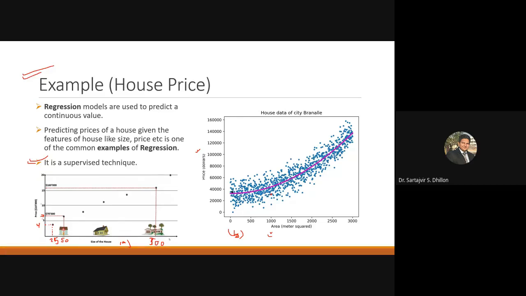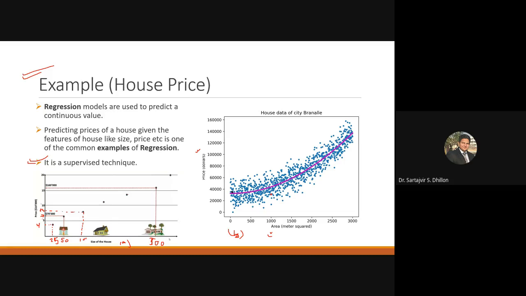Similarly, we have trained our algorithm on the basis of these points. Here the cost, as you can easily guess, is around 100, and here the cost is around $85,000. Similarly, we train our algorithm on the basis of these data points, and here we have considered 1, 2, 3, 4, 5, 6, and 7.